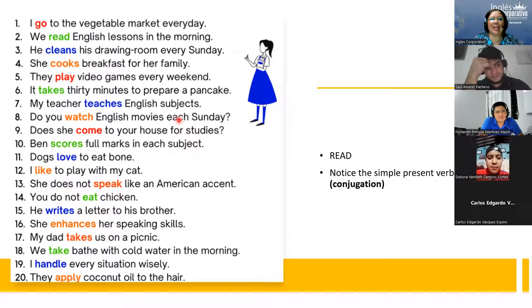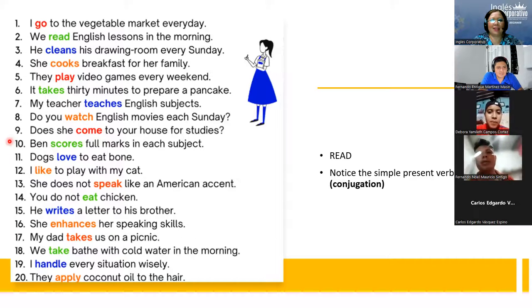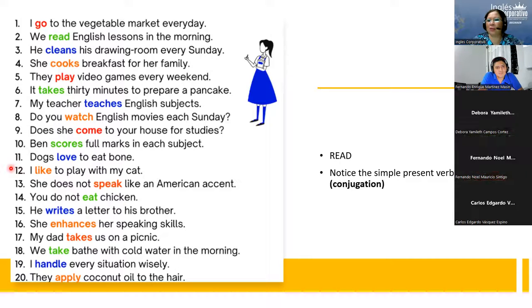Very good. Este sería each. Each. Number nine. Does she come to your house for studies? Very good. Number 10. Ben's careful marks in each subject. All right, very good. Number 11 and 12. Let's say Fernando Enrique. Okay, 13 and 14, Saul. 15 and 16, Deborah. 17 and 18.